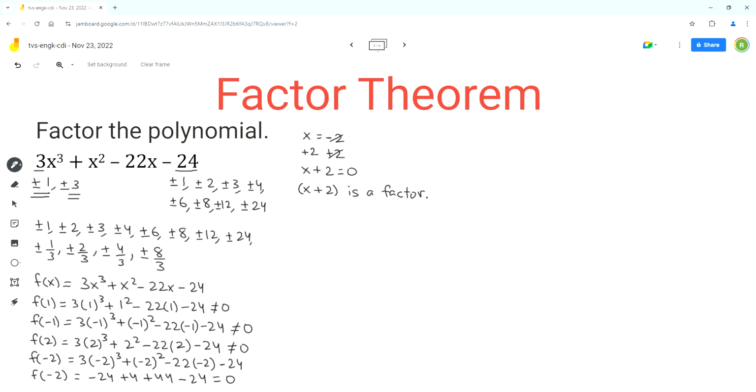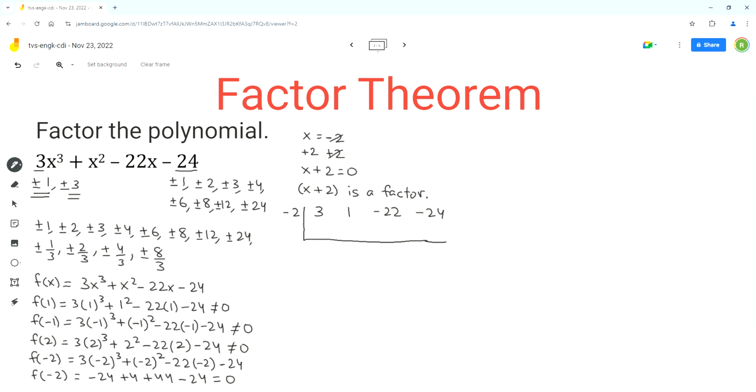Next, we have to divide the polynomial by this factor to find the quotient for this polynomial division. We can use long division or synthetic division. For this problem, we'll use synthetic division. The first step is to list the coefficients of the terms in the given polynomial, and for the number term, we start with the leading coefficient. Next, we write the x value from the factor on the left side.